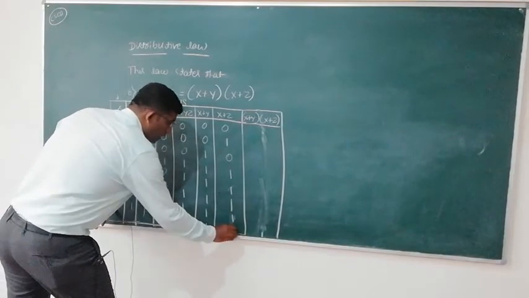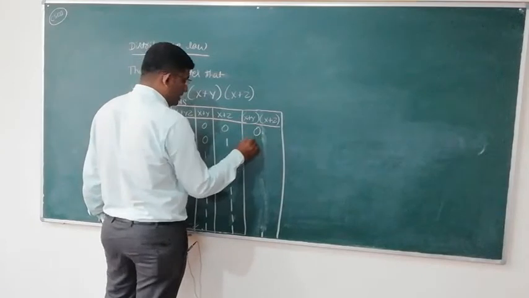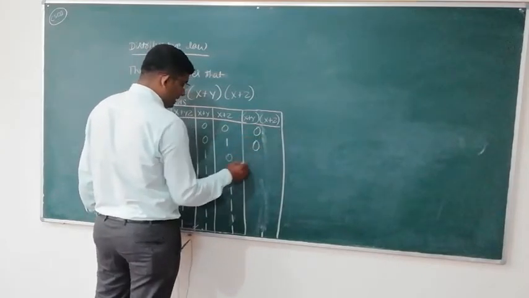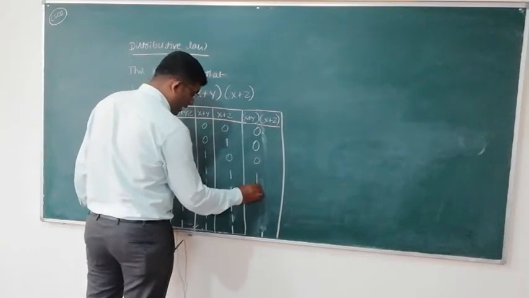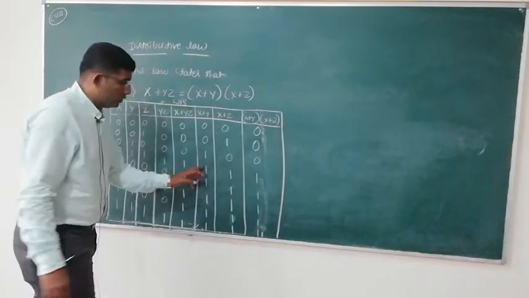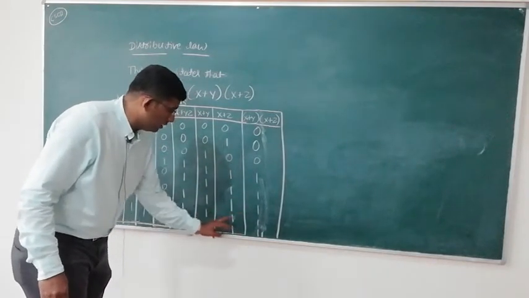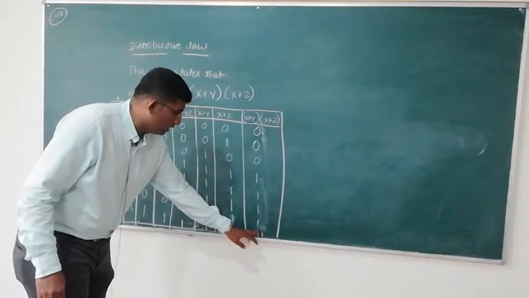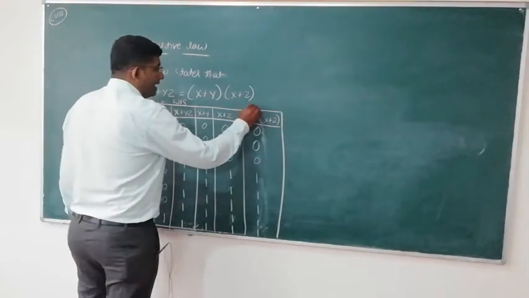Now we have to multiply these two columns. 0 into 0, 0; 0 into 1, 0; 1 into 0, 0; 1 into 1, 1; and the remaining rows are all 1 into 1, which is 1. So this is the RHS side.